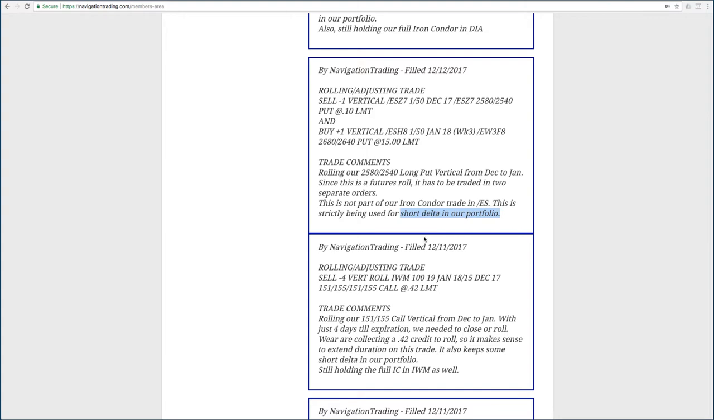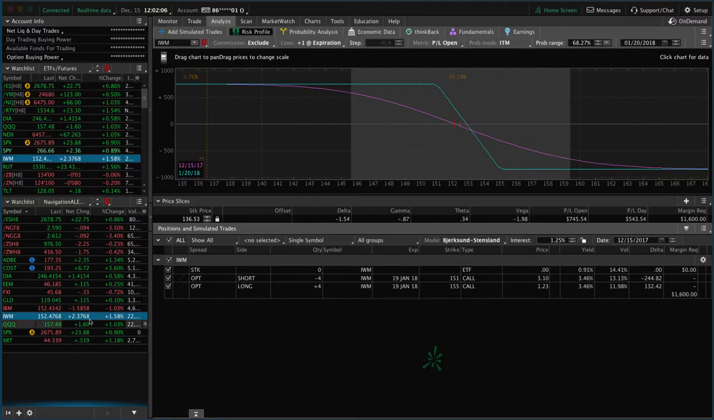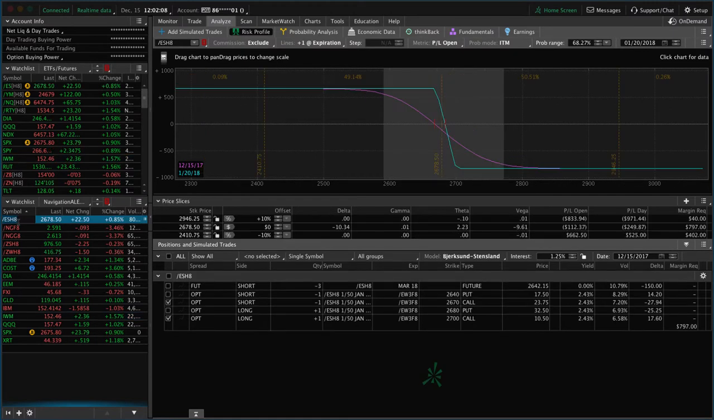We need upside protection, but trust me, this thing will go up forever, and the velocity to the downside is always much quicker than to the upside. So you've got to keep that short delta in your portfolio. But if we take a look at the ES, this is our put spread here.